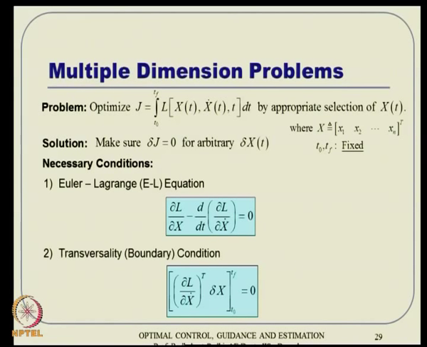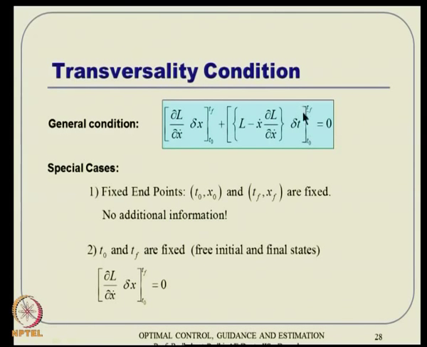Now, similarly, the transversality condition also turns out to be fairly the same, assuming T naught and Tf are fixed, so that this term doesn't come. If Tf and T naught are fixed, then the variation of Tf is 0 and the variation of T naught is also 0. So, this entire term drops out that way.